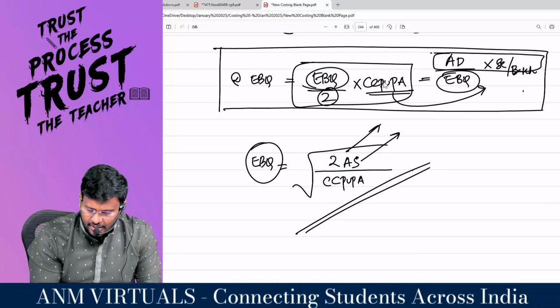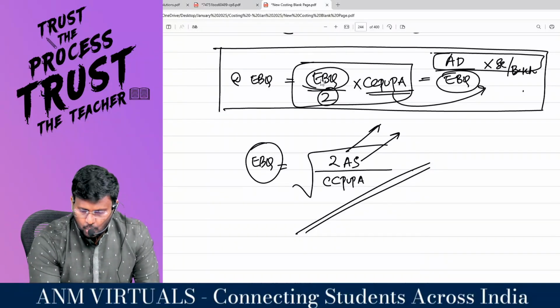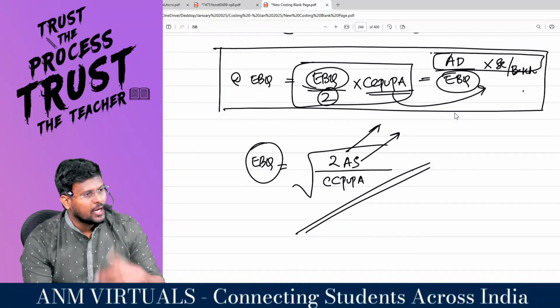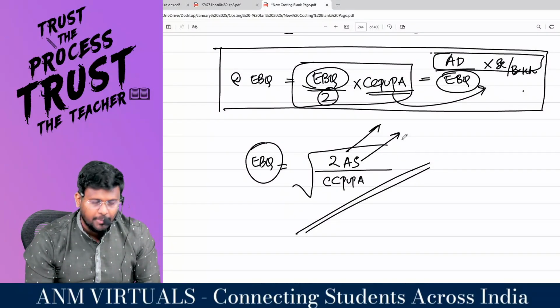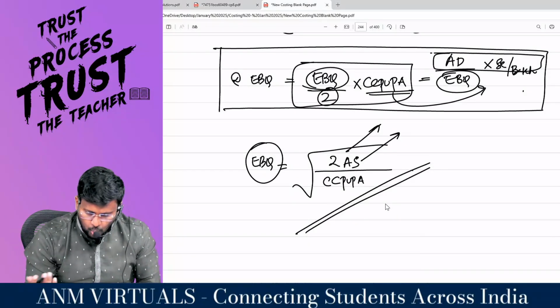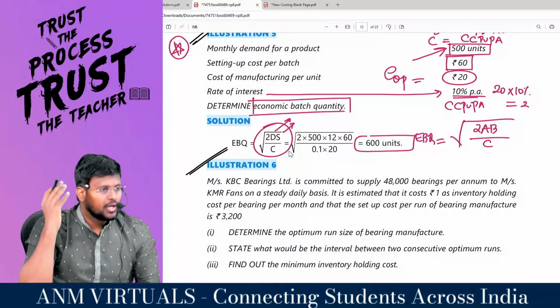I take that to the right hand side. In the denominator it becomes carrying cost per unit per annum. Right? 2 times I am having EBQ, so I have to take the square root. That's why EBQ is equal to root of 2AS divided by C, or as per ICAI, root of 2DS divided by C. Whatever is comfortable for you, you have to proceed with it.